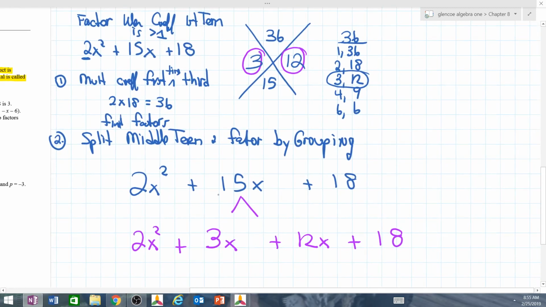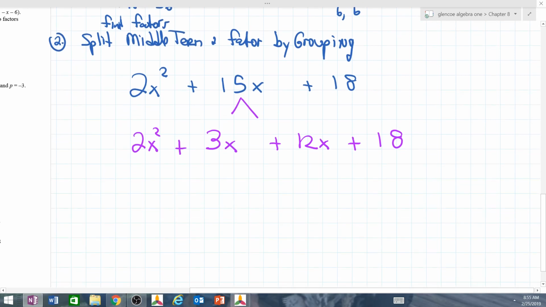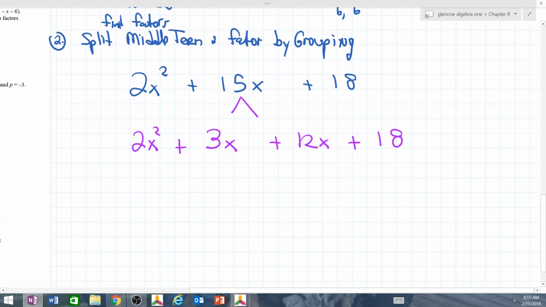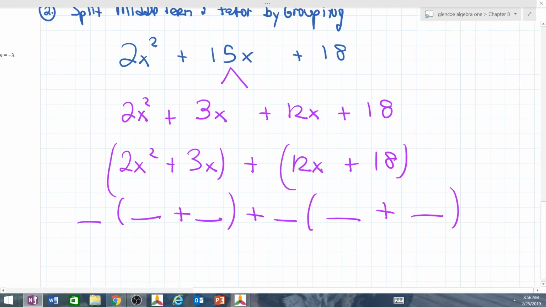That's how I got 2x squared plus 15x plus 18. We split it into 3x plus 12x. Miss Urso, I want to put 12x here and 3x here. You can. It's not gonna mess anything up. Yes. I'm going there next. Just one step ahead of me. Now we're ready to go ahead and factor by grouping, just like we did in last night's homework. So now you have to find the GCF, draw your little skeletons, and we're ready to roll.